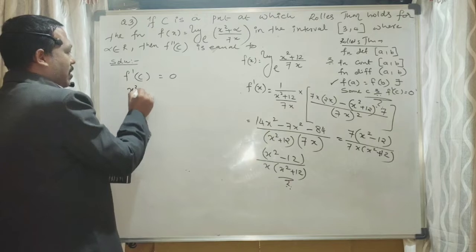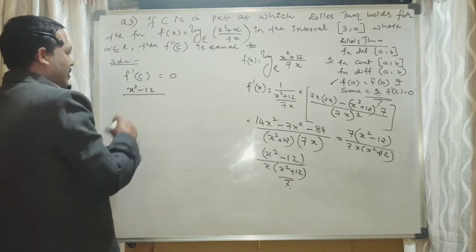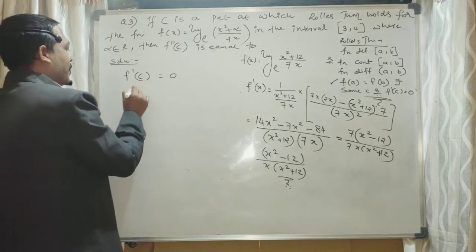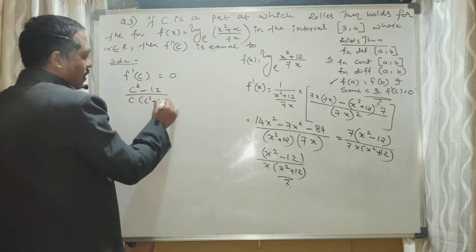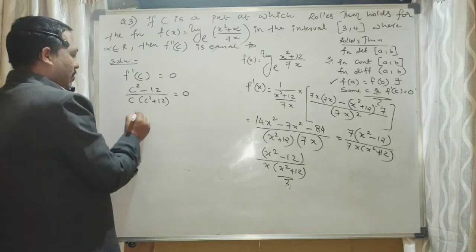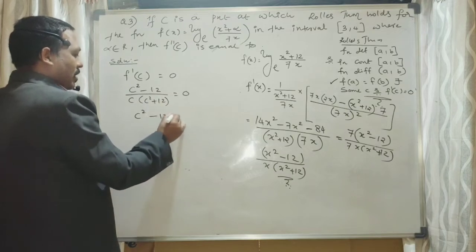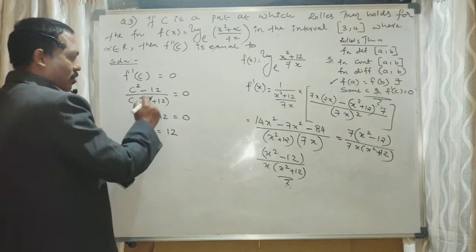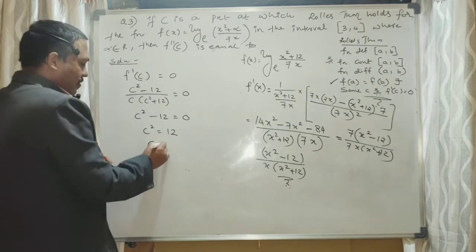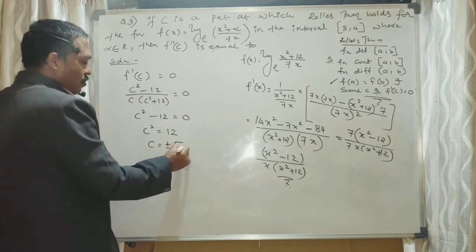That is (c square minus 12) by c into (c square plus 12) equal to 0. Very simply, from numerator only equal to 0. That is c square is equal to 12. Denominator zero does not occur. c is equal to plus or minus root 12.